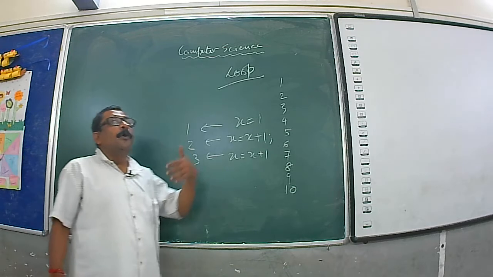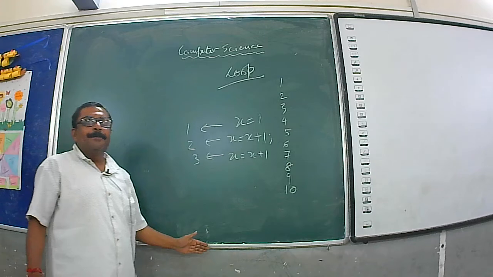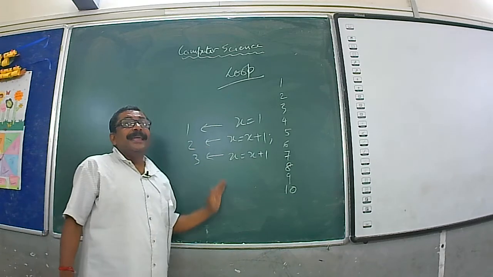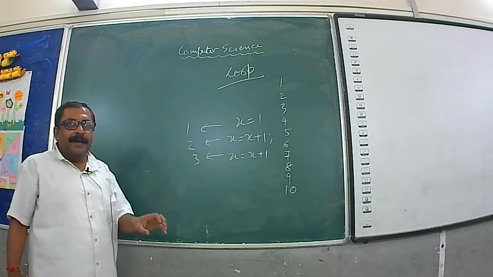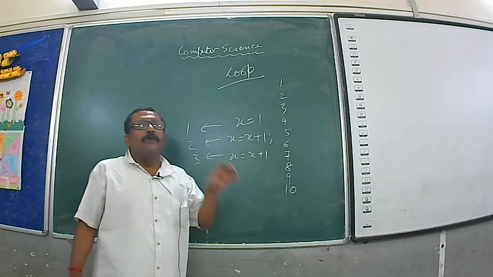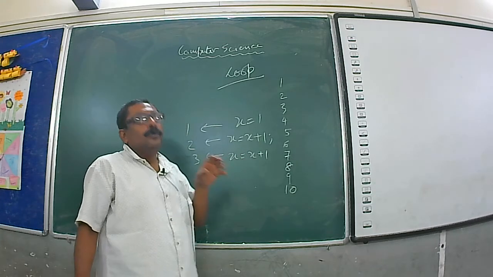Now, if we want to go for more values 1 to 100, then we have to use the same procedure. That is a hectic process, lengthy process. To make it minimize, we have to introduce for loop. So, for loop is an example of loop.